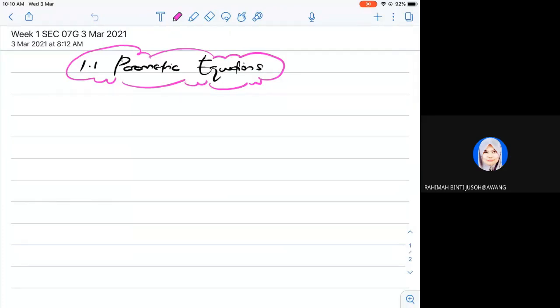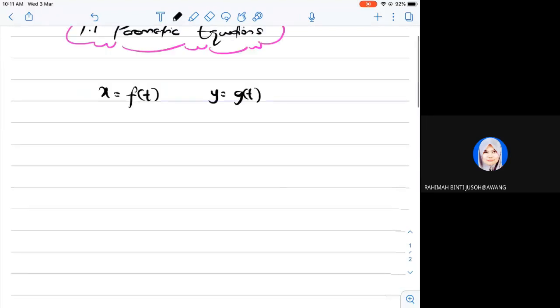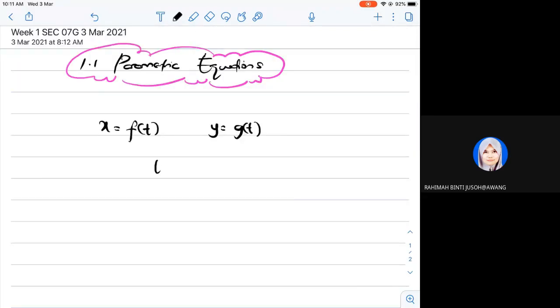So first of all, we will learn about parametric equations. What are parametric equations? Basically, you will have x equals f(t) and y equals g(t). So your function will be in terms of t. What is t? t is actually time.